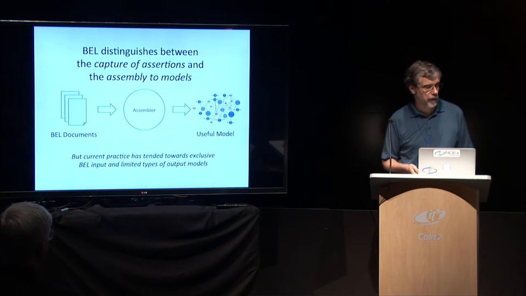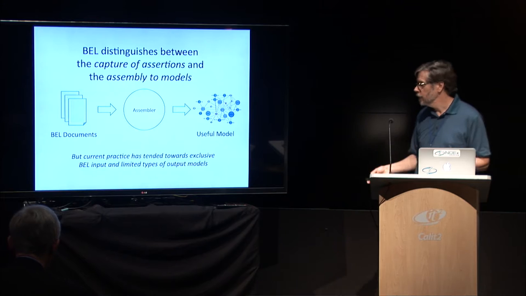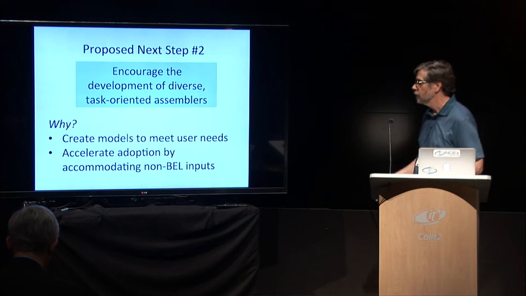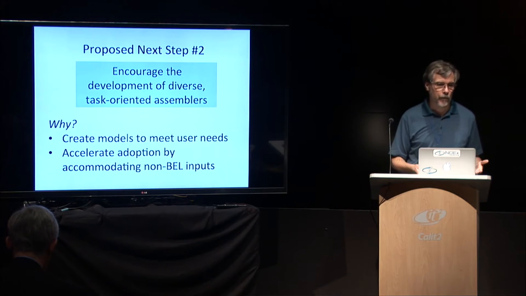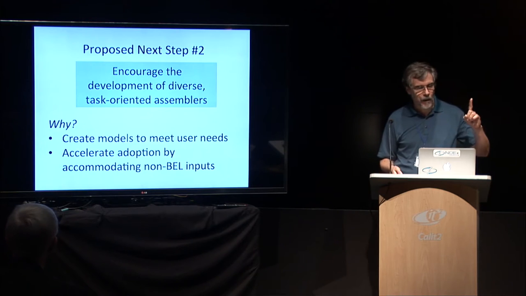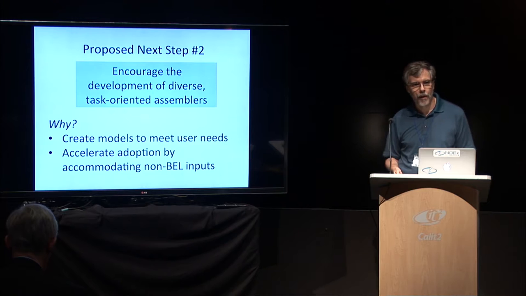But it's not the only thing. And so I think we really need to let 1,000 assemblers bloom. And so I want to talk to you about something. First of all, I encourage the development of diverse task-oriented assemblers, create models to meet user needs, and accelerate adoption by accommodating non-Bell inputs.